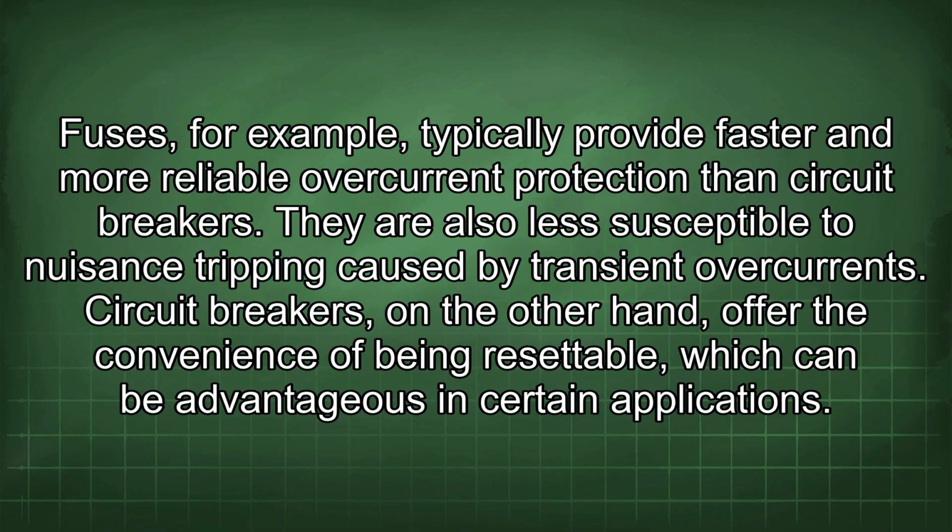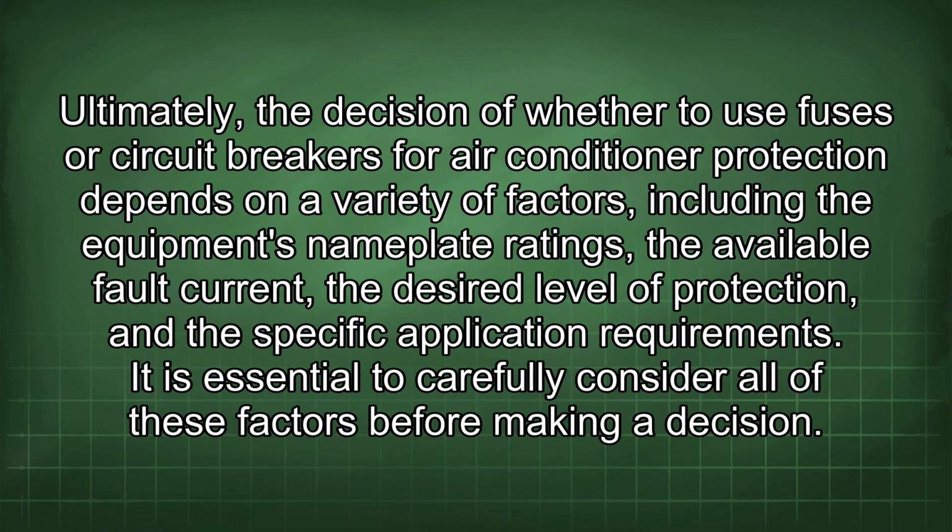Fuses, for example, typically provide faster and more reliable overcurrent protection than circuit breakers. They are also less susceptible to nuisance tripping caused by transient overcurrents. Circuit breakers, on the other hand, offer the convenience of being resettable, which can be advantageous in certain applications. Ultimately, the decision of whether to use fuses or circuit breakers for air conditioner protection depends on a variety of factors, including the equipment's nameplate ratings, the available fault current, the desired level of protection, and the specific application requirements. It is essential to carefully consider all of these factors before making a decision.